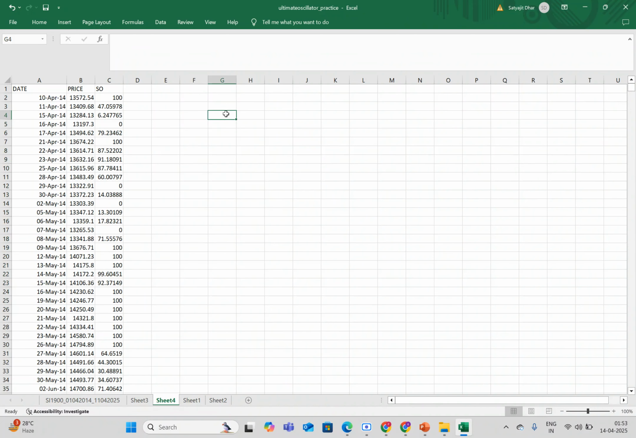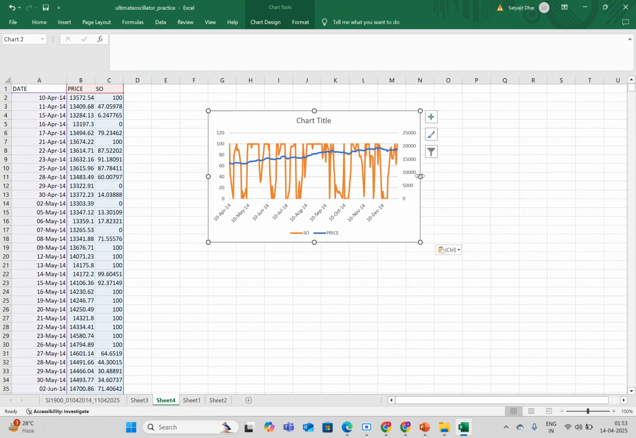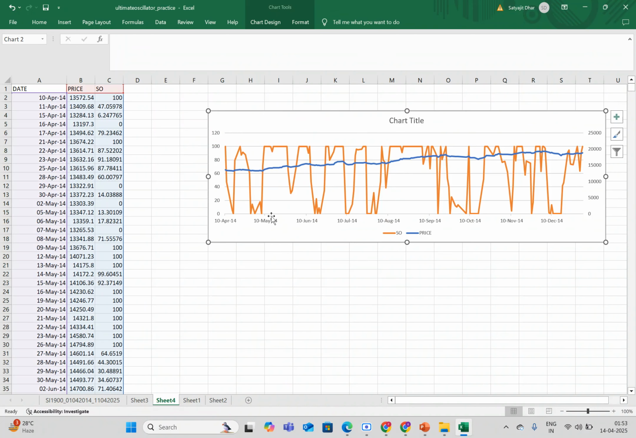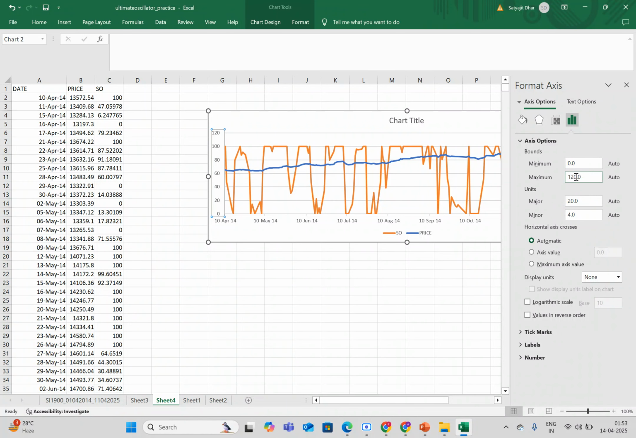We will paste it here. Okay. And I will adjust the range also. I will right click here. I will format axis, and I will make sure that the maximum is at 100.